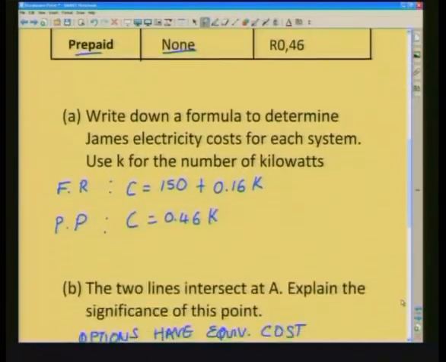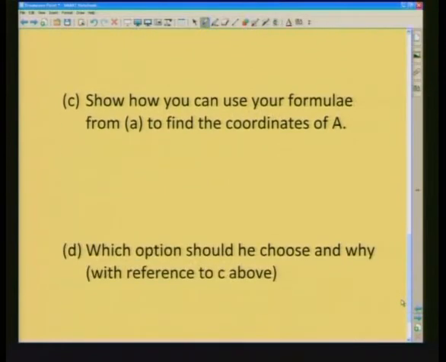All right, let's go on to the C parts. They say, show how you can use your formulae from A, that's the formulae for the cost, to find the coordinates of point A. Now point A is the point of intersection of those two lines, so all we've got to do is take our flat rate equation, the cost was 150 plus 0.16 times k, which is kilowatt hours, and then the cost for the prepaid was just 0.46k. So since the point A is the point of intersection, all we've got to do is to solve these two simultaneously. So remember, we've done this before.